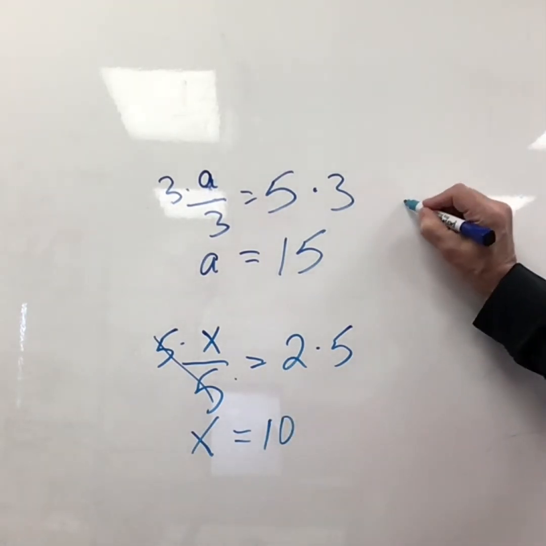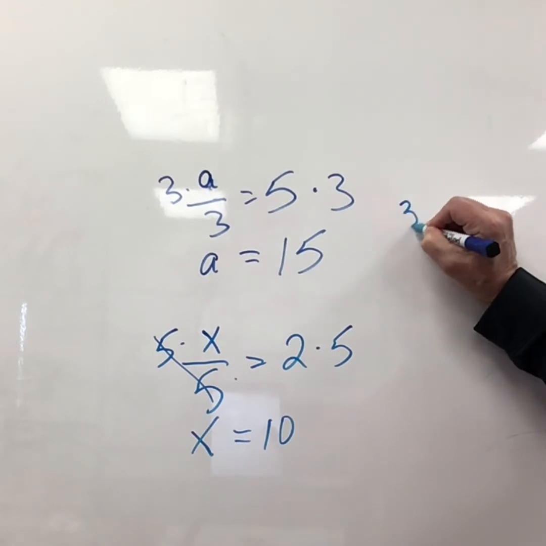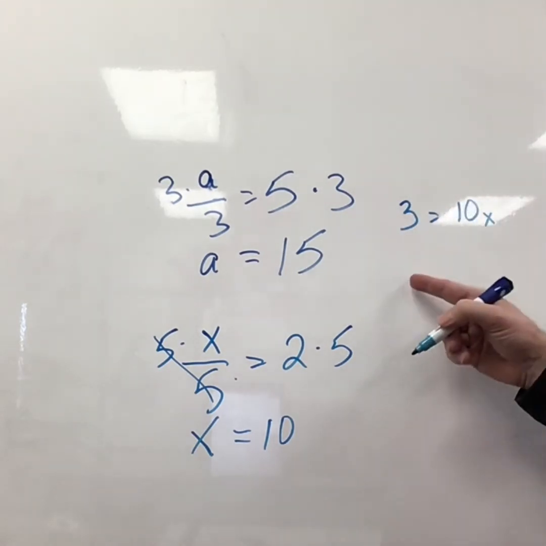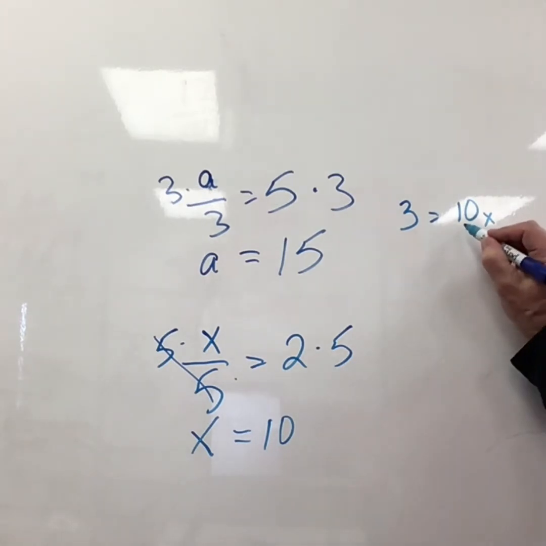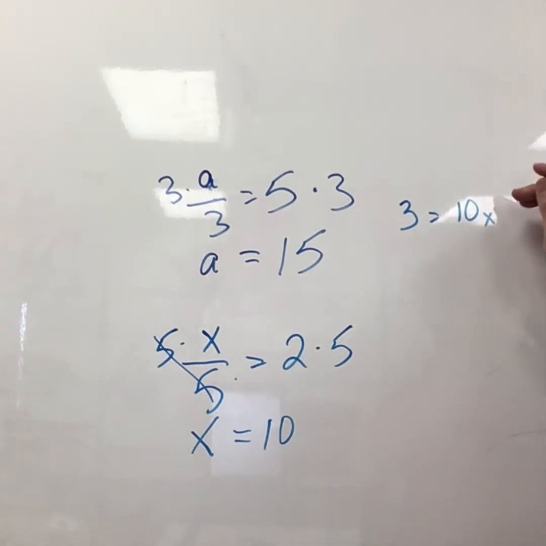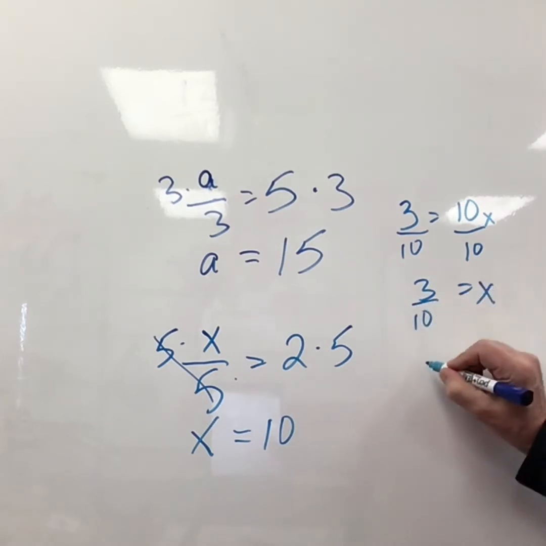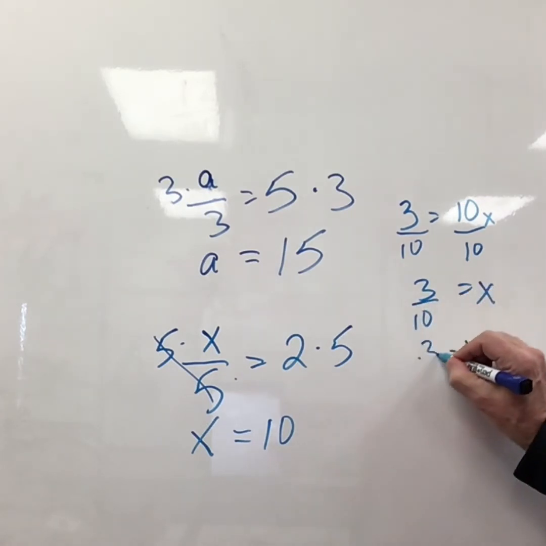Again, it might be 3 on this side, 10x equals 3. Can you do this? Yes. You would divide by 10, and then x equals 3/10, or you can have x equals 0.3.